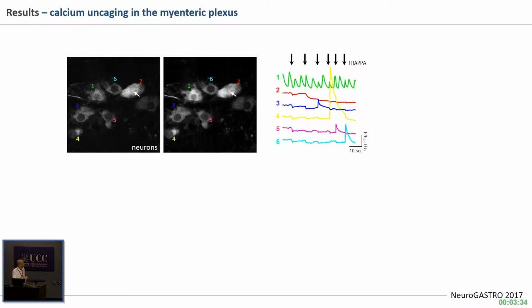So for example, cell 1 here, that is happily spontaneously active, doesn't really get influenced by the uncaging, which is directed at cell 1 here at this arrow. Cell 2 does not respond, but you can see it's not very happy because it has GCaMP3 in the nucleus. But the other cells nicely show increases upon uncaging.